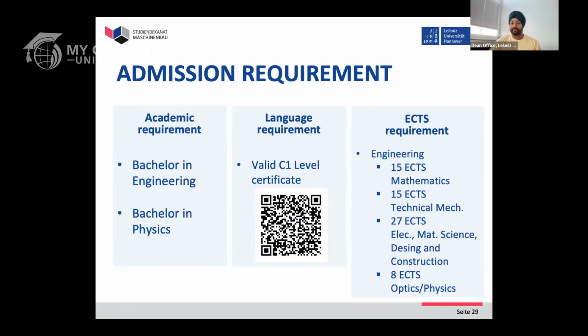Moving to our credit requirements, a person coming from an engineering background needs to have 15 ECTS in mathematics, 15 in technical mechanics, 27 in a combination of electronics, material science, design and construction, and 8 in either optics or physics. Here is one important part: these are ECTS, and your university may have just normal credit points. These are European credits. If your university provides a conversion factor certificate, your credits will be converted into ECTS by us. And for someone coming with a physics background, they need to have 15 ECTS in math, 5 in technical mechanics, and 45 in physics and optics.